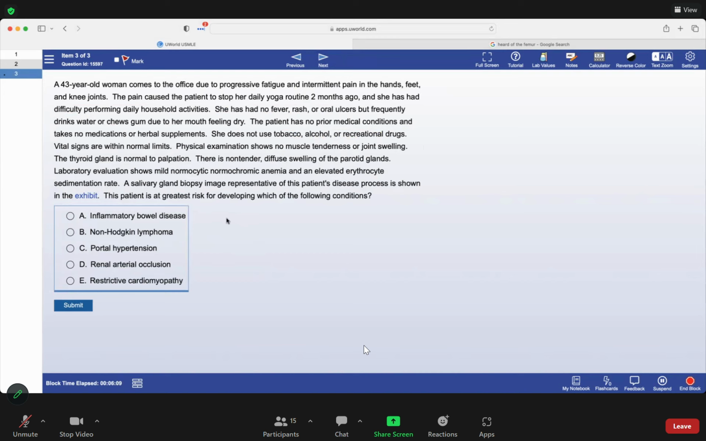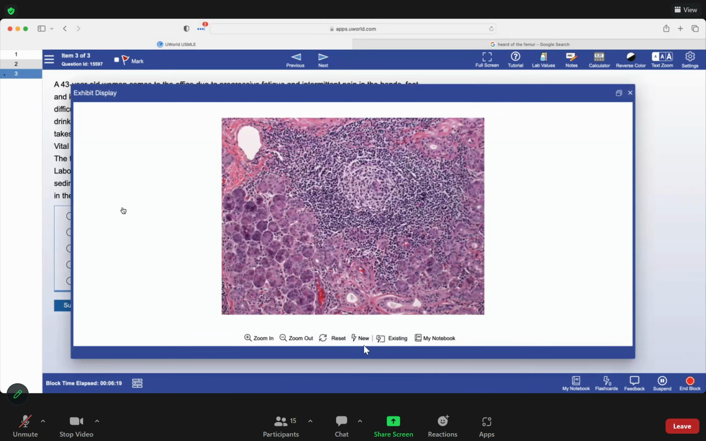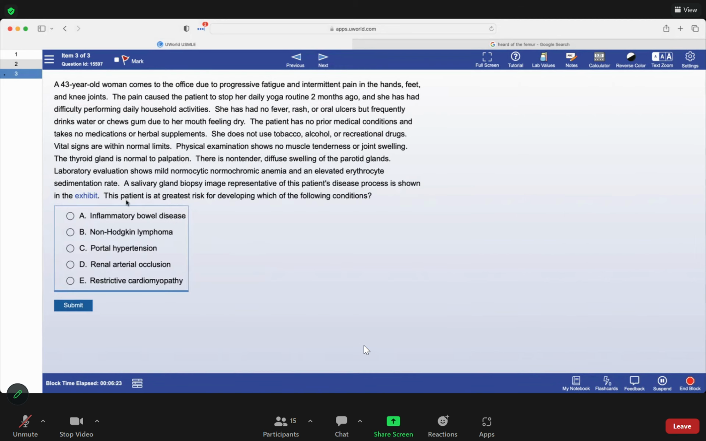Did we get that? Even if you don't see the biopsy, it says a salivary gland biopsy. Did we study any other disease where you do a biopsy of the salivary gland? No. So that is Sjogren's syndrome. What is Sjogren's syndrome? What cell accumulates? Lymphocytes. It is lymphocytes, so that means lymphoma.